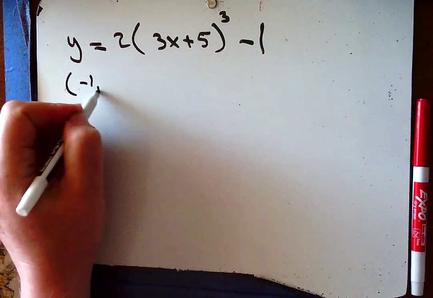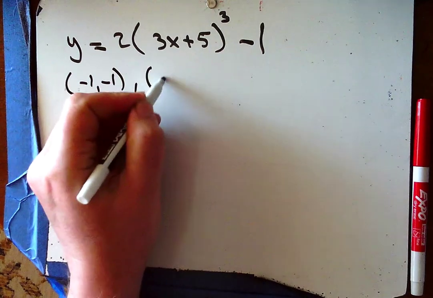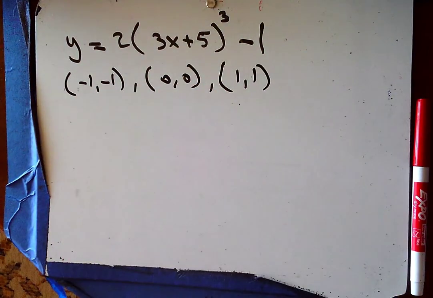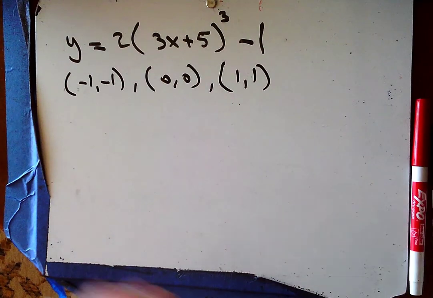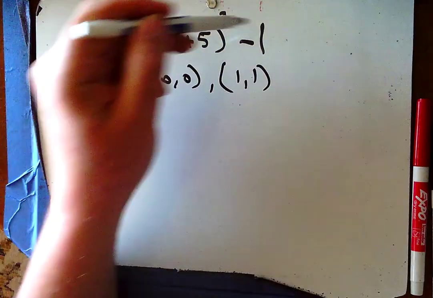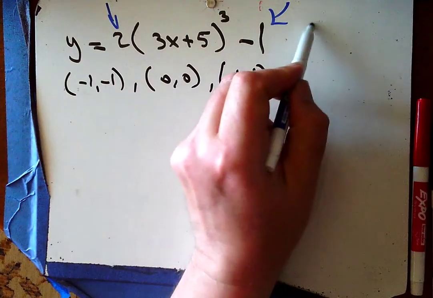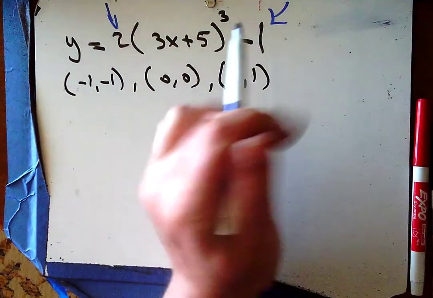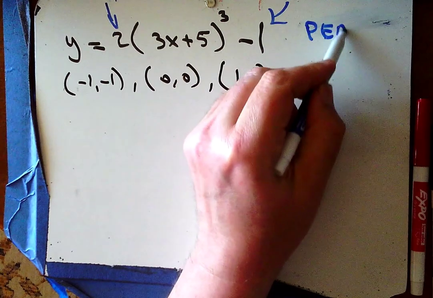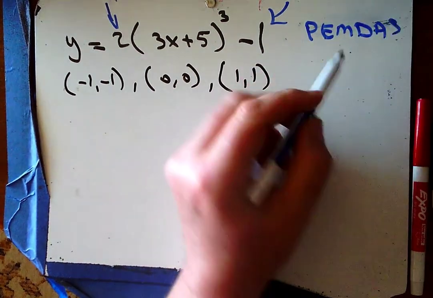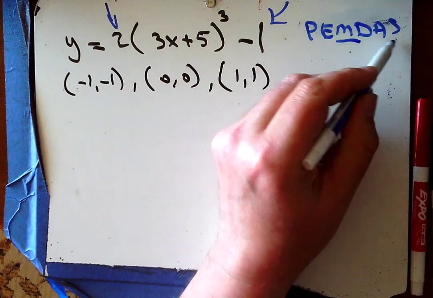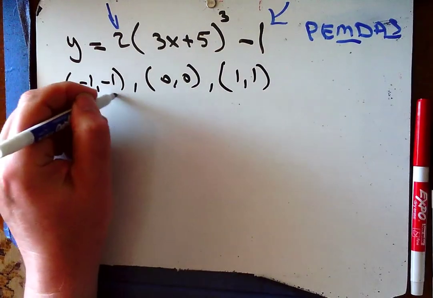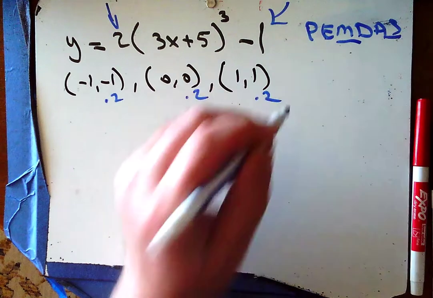Okay, I'm going to start off with the reference points. And now I'm going to apply my transformations. I have two y transformations, and I have to apply those using SADMAP. No, that's X transformations. I need PEMDAS. I need to take care of any multiplying before I take care of any subtracting. So I'm going to multiply all the y's by 2.